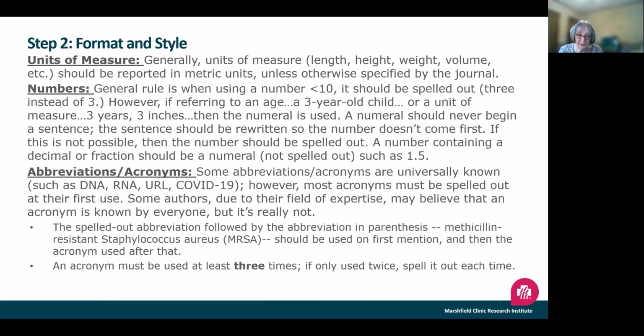Abbreviations and acronyms, there are some standard ones, and I know sometimes scientists in their field think that an acronym is standard, but that doesn't mean that it is. And an abbreviation should be spelled out the first mention, and then the acronym should be used after that, and it needs to be used at least 3 times. If it's only used twice, it should be spelled out.